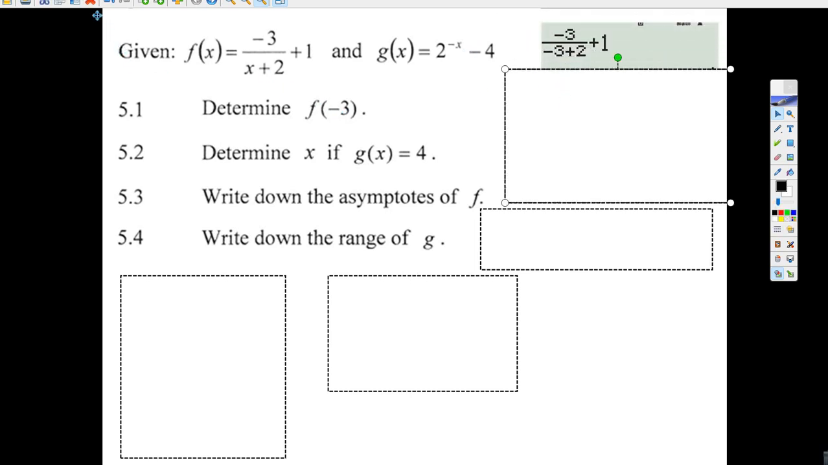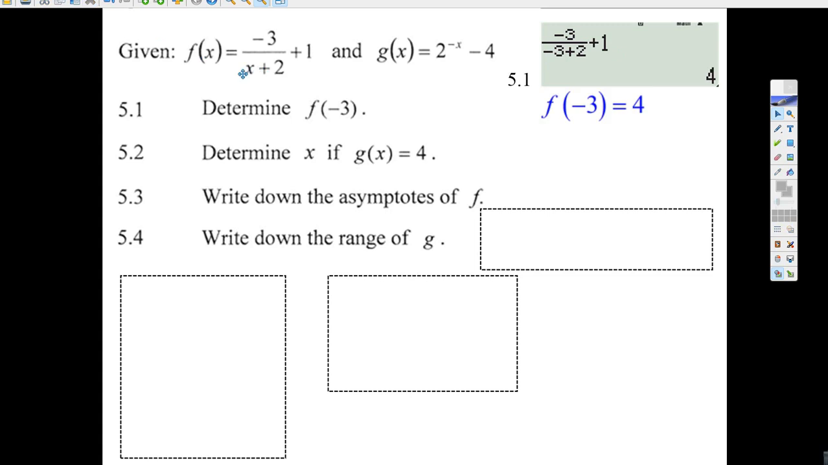So that's what you do. Instead of x, you put minus 3, and your calculator would tell you it's 4. You can see that this is going to be minus 3 divided by minus 1, plus 1. It's 4. So f of minus 3 is 4. That's all there is to it.